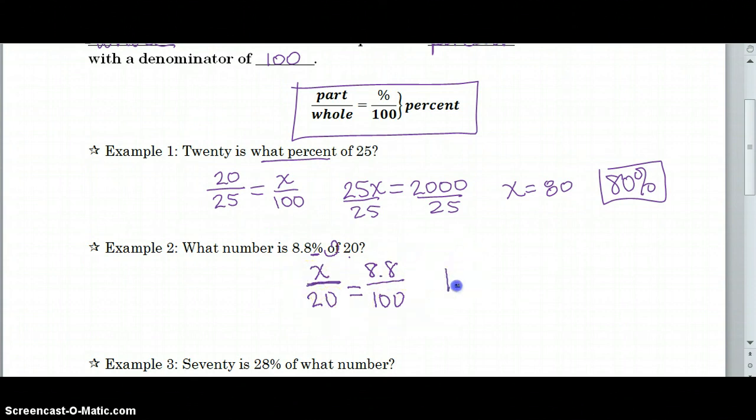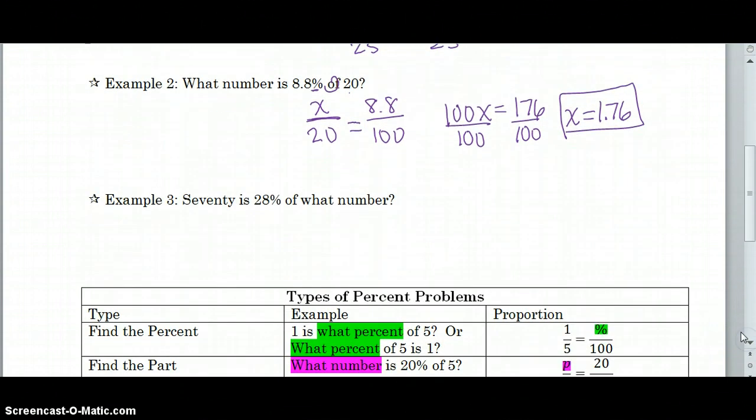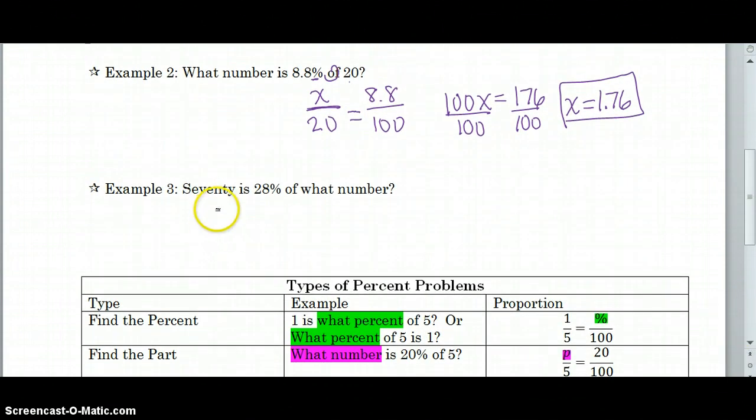And again, without even thinking, I'll cross multiply and let the math do its thing. When you divide by 100, it moves your decimal 2 places to the left. So it's 1.76. It doesn't tell me here to round to the nearest tenth, so I'm just going to leave it 1.76. So 1.76 is 8.8% of 20.